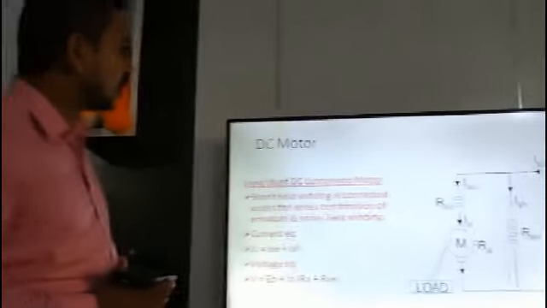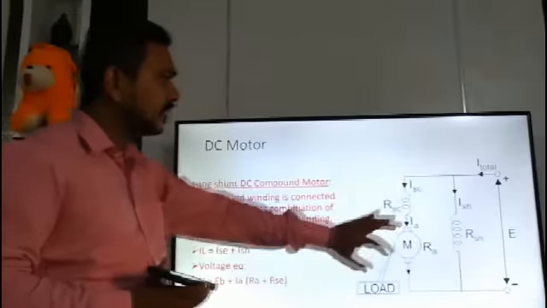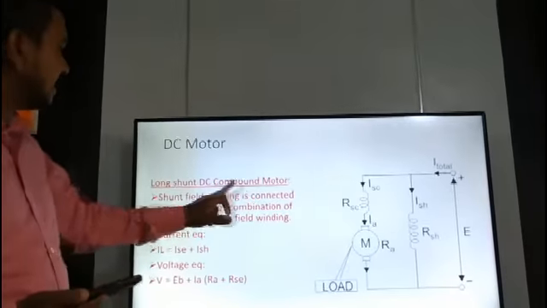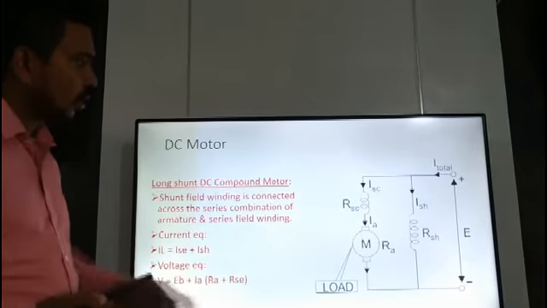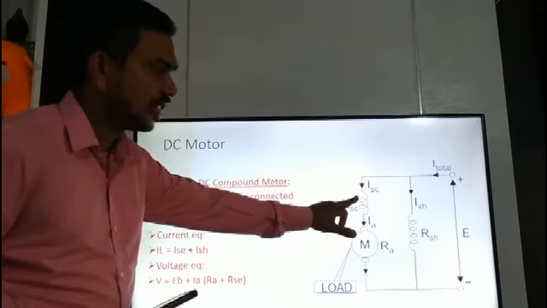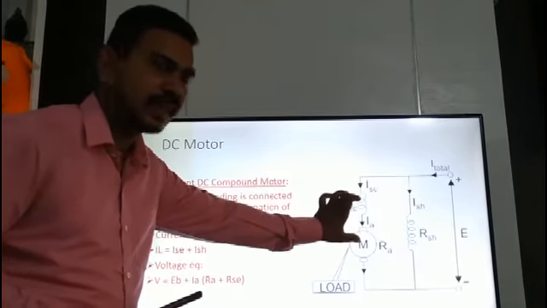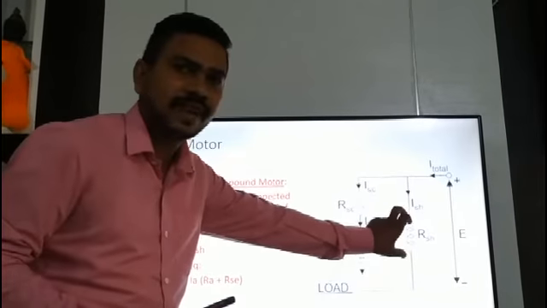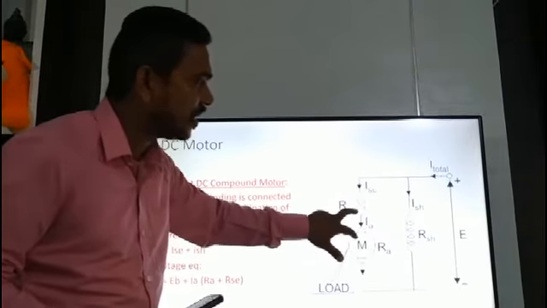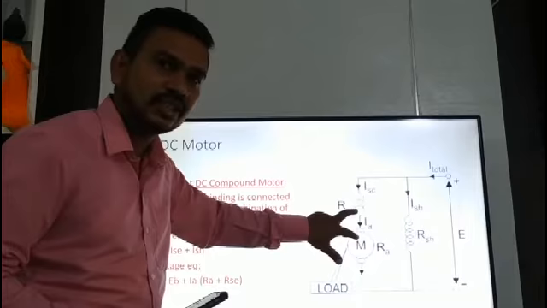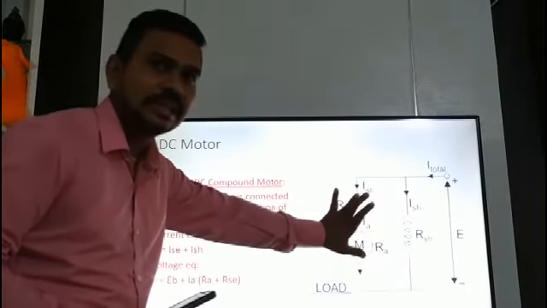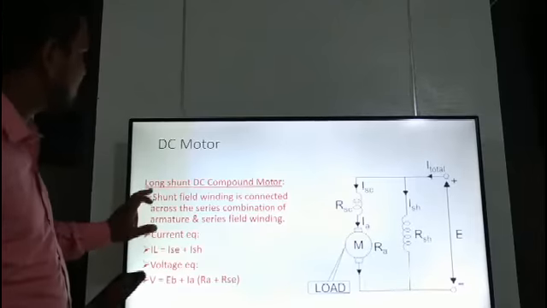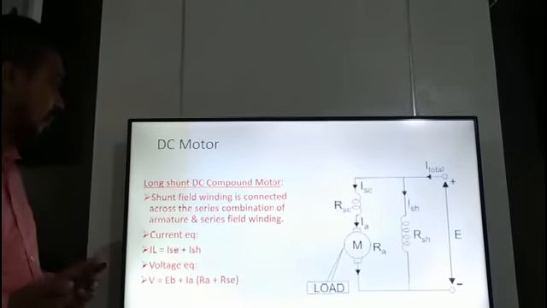Now the long shunt compound motor. This is the circuit diagram of the long shunt compound motor. That means the shunt field winding is connected across the series combination of the armature and series field winding. This is the armature and this is the series field winding. Both are connected in series. Now the shunt field winding is connected across the combination of these two. That's why it is known as the long shunt DC compound motor.